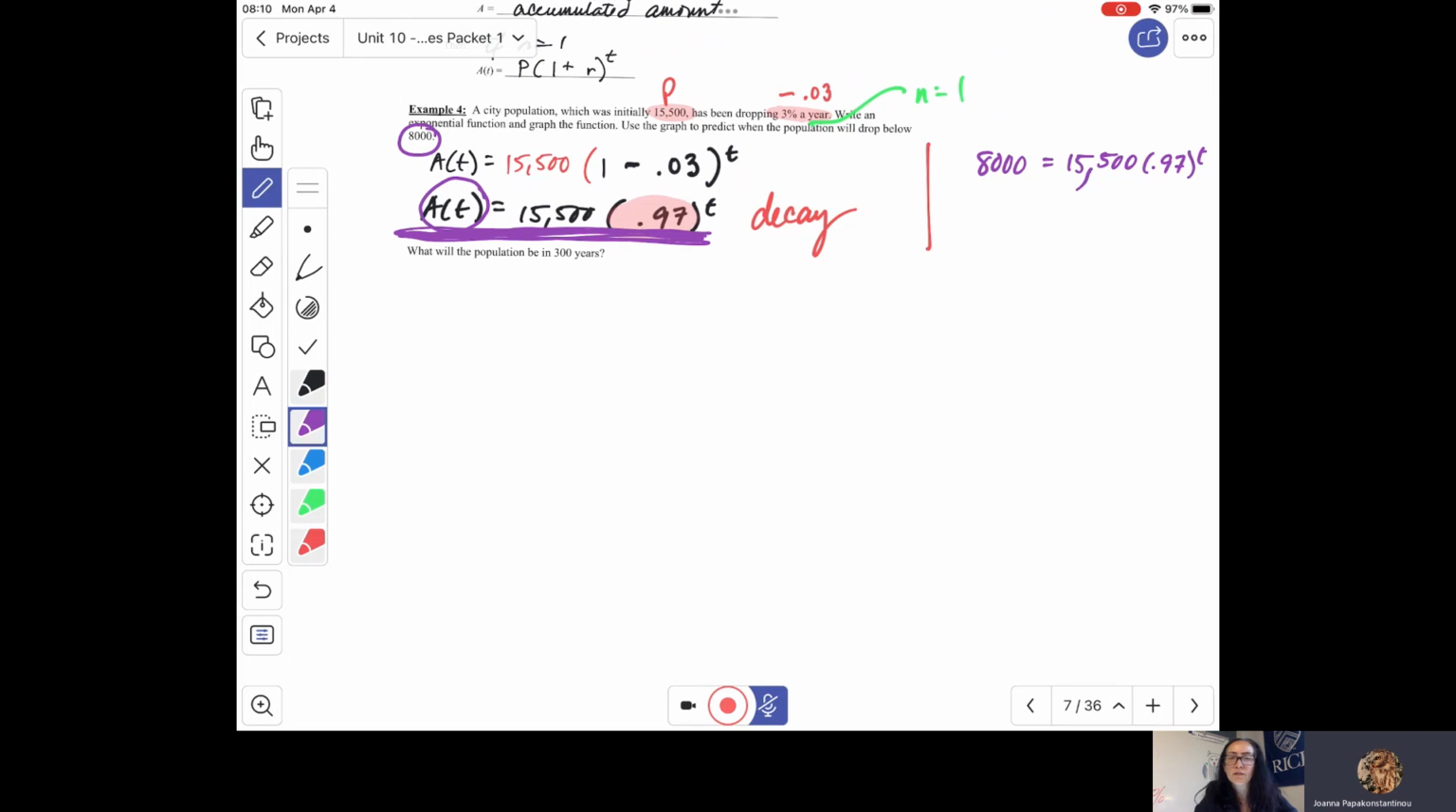We're putting this function into the calculator, finding where the y value is below 8,000. That's fantastic. That is absolutely perfect. You are absolutely correct. Did everybody hear that?